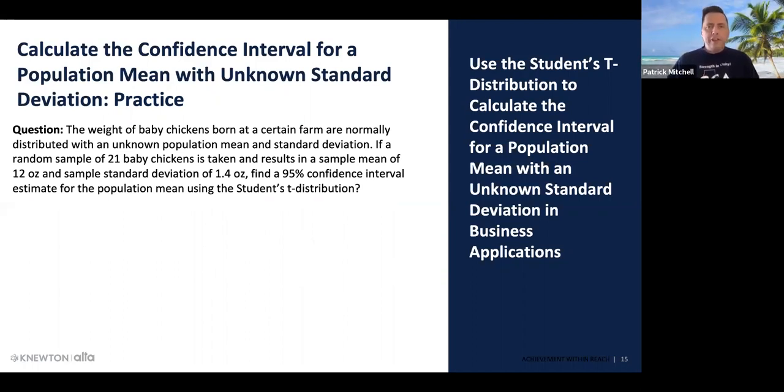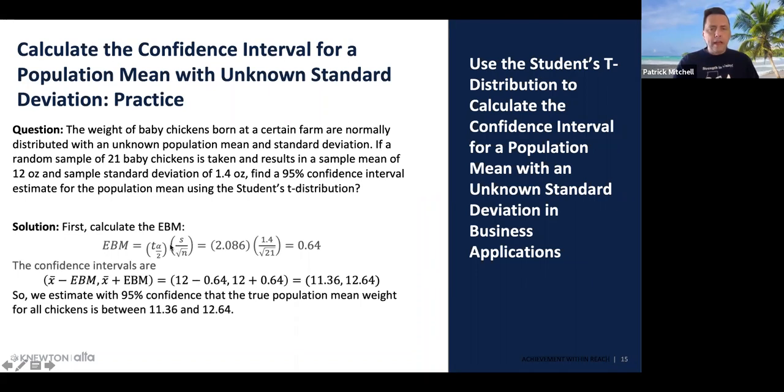The weight of baby chickens born at a certain farm are normally distributed with an unknown population mean and standard deviation. If a random sample of 21 baby chickens is taken and results in a sample mean of 12 ounces, that seems kind of big for a baby chicken, but anyway, and a sample standard deviation of 1.4 ounces, find a 95% confidence interval estimate for the population mean using the student's t-distribution.